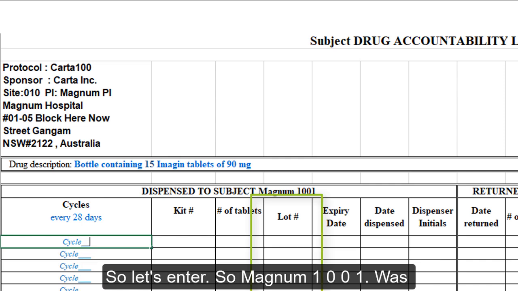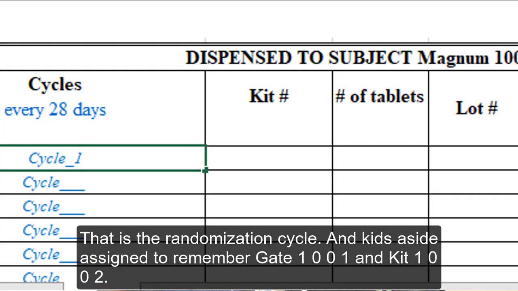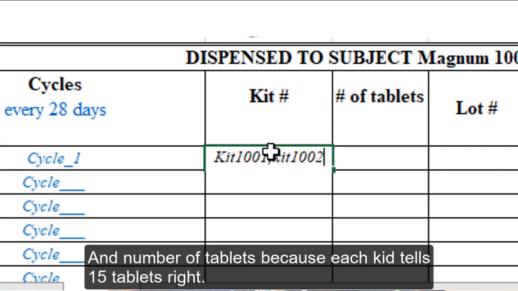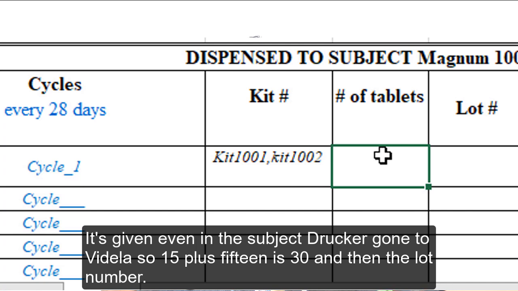So let's enter. Magnum 1001. The visit in question is cycle 1. That is the randomization cycle 1. And kits assigned, do you remember? Kit 1001 and kit 1002. And number of tablets, because each kit has 15 tablets, right? It's given even in the subject drug accountability log. So 15 plus 15 is 30. And then the lot number.